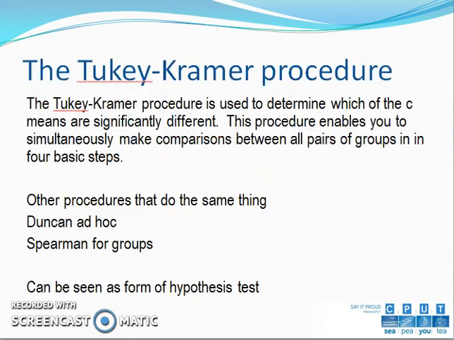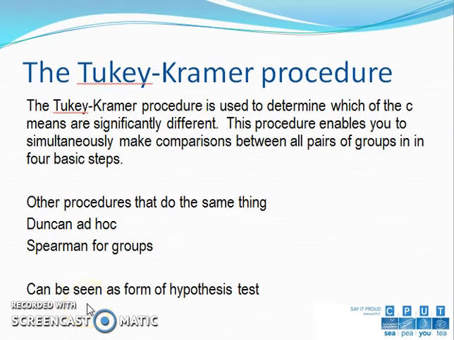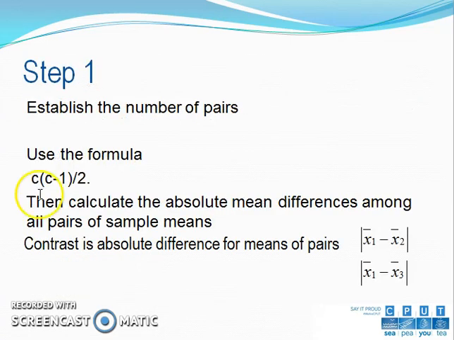Okay, so that procedure, the Tukey-Kramer procedure, can be a form of hypothesis testing. I could state a hypothesis for each one of those comparisons that I want to perform. And so we're going to go about doing that. The Tukey-Kramer procedure has 4 basic steps, and let's start by looking at what those steps are.